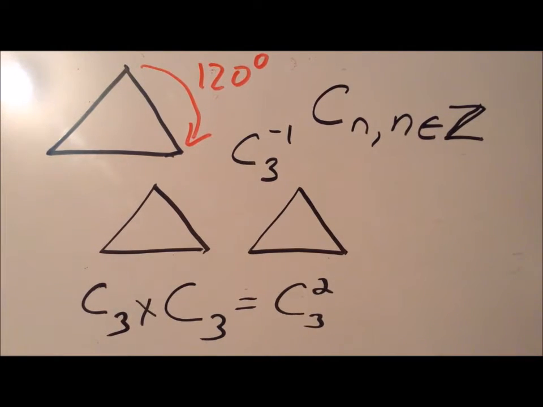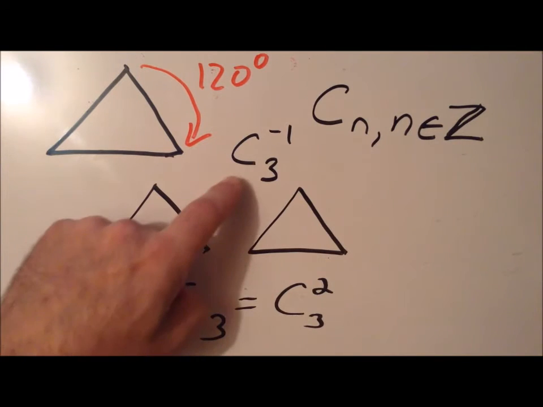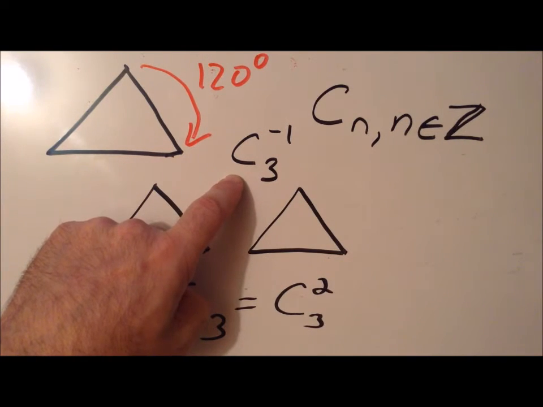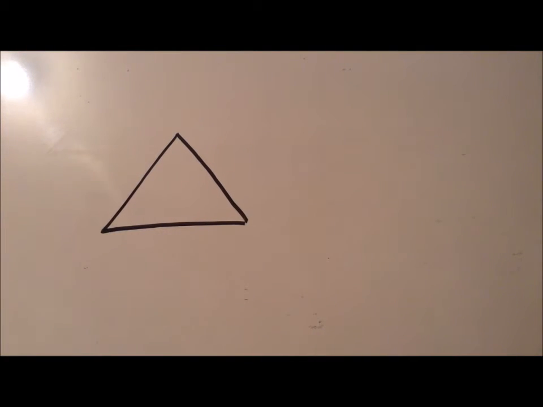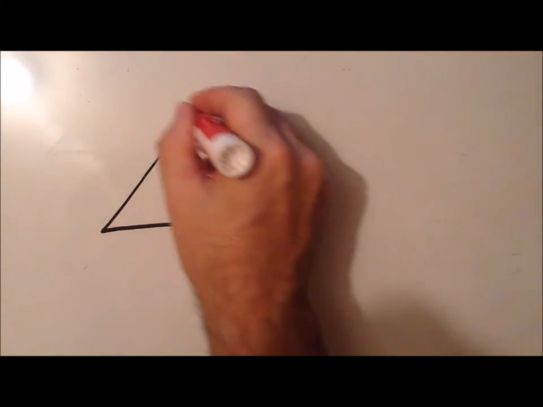So in summary so far, we've seen that for the equilateral triangle, it has a C3 symmetry operation, it has a C3 squared symmetry operation, and it has a C3 to the minus 1 operation. We would like to see if the equilateral triangle has any other proper rotations. Well, one operation, which may not seem obvious at first, is that we can take our equilateral triangle and rotate it now by 360 degrees.